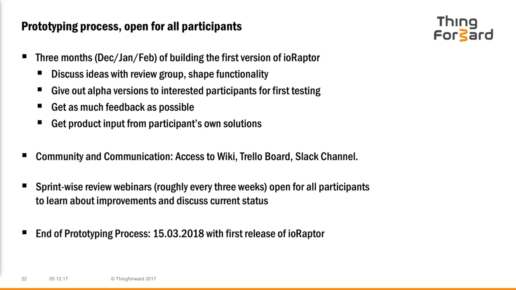We're working agile in sprints. We're using 3-week sprints, and we're planning to do sprint-wise review webinars. And of course, they will not be exactly every 3 weeks on the point, but roughly every 3 weeks. And they're open for all participants. So they're open for you, just as this webinar is, to learn about what we build, and of course discuss the current status and share ideas and get feedback from you. And the end of the prototyping process will be the 15th of March, because this shall be the first release date of the ioRaptor.